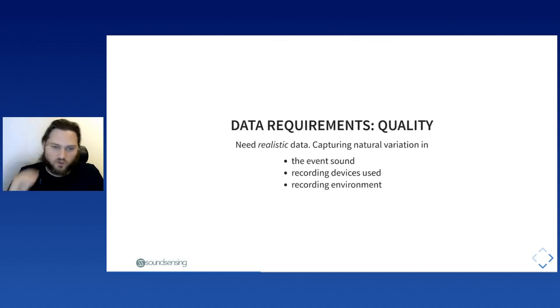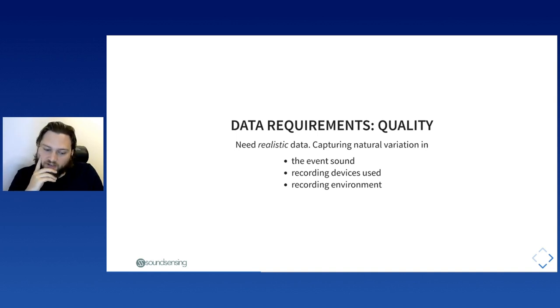But of course, quantity is not all. You need to have the appropriate quality. The most important mindset here is that you need to have realistic data. That means data that is relevant to your task and also captures all the natural variation in this process. So when this comes out in production, your model has seen data in the training process that is very close to what it will see in production.